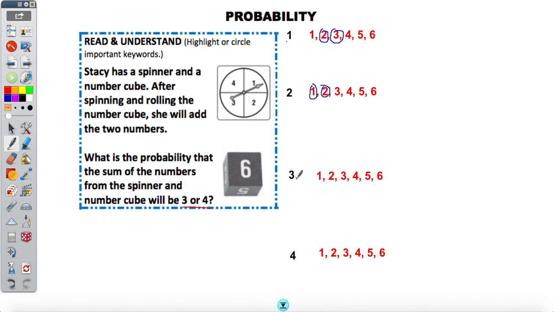Looking at row 3, 3 plus 1 is 4, so that would work. 3 plus 2 is 5, so 3 plus 1 is the only one that would work on this row. 4 plus 1 is 5, so none of these would work as well. So that's using the sample space. We're figuring out how many will be 3 or 4.